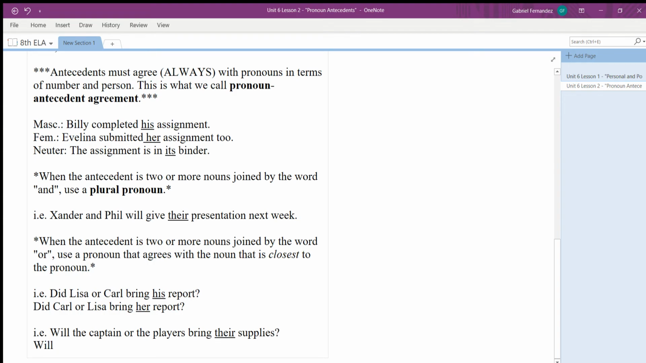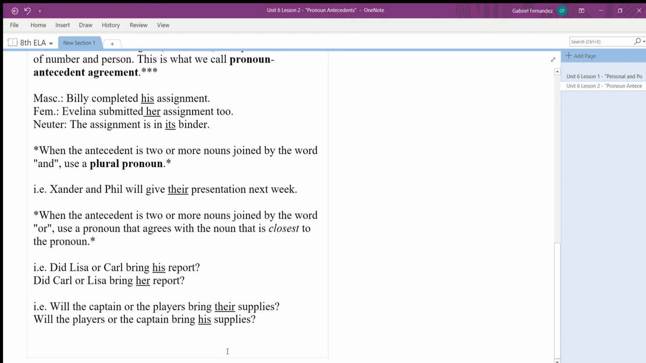So let's say that the players were mentioned first. Will the players or the captain bring? Now before we go on to the pronoun, again, mind you, we're using an or, but now we have a singular antecedent closest to the pronoun that we're about to mention. So which kind of pronoun are we going to use? We're going to use a singular pronoun. Will the players or the captain bring his supplies? Again, assuming that the captain is a his, so is masculine, we could even say her if the captain happens to be female. Okay?